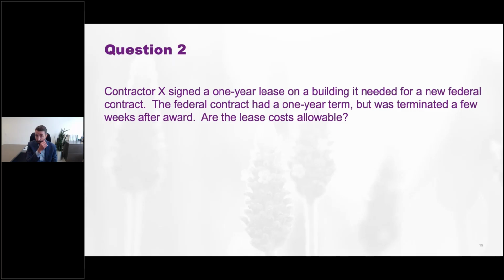Okay. Now, I just want to tweak the hypo a little bit. Let's say the lease was a 2-year lease and the contract was for a 1-year term. Well, then the government might say, or an auditor might say, hey, why should the government be on the hook for the full 2 years when the contract's performance period was just 1 year? Maybe then only 1 year is chargeable.